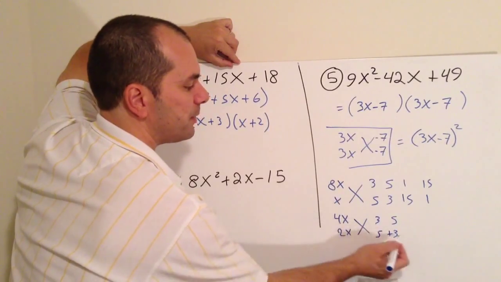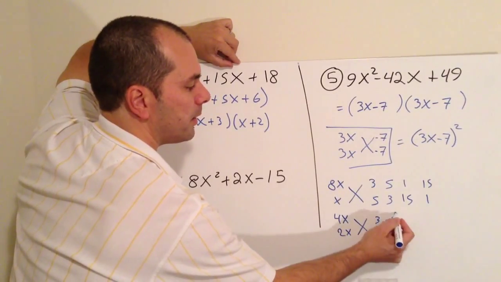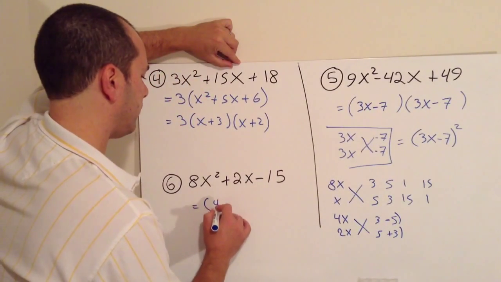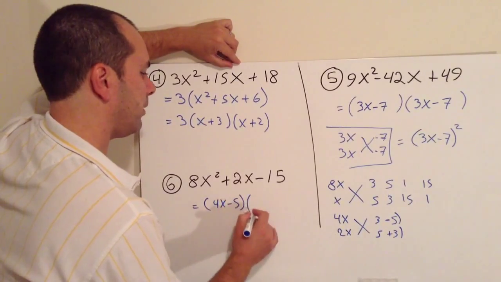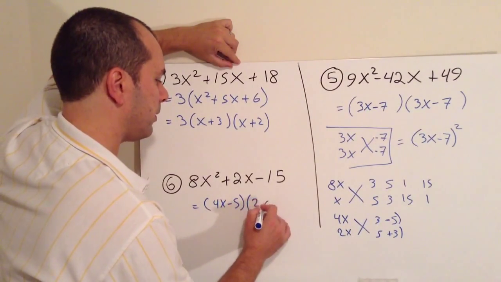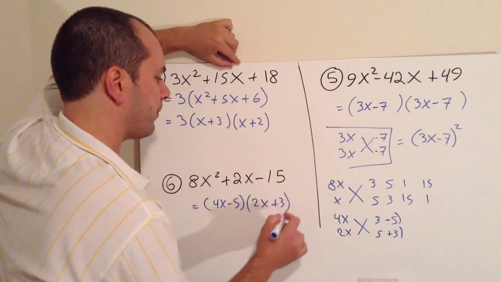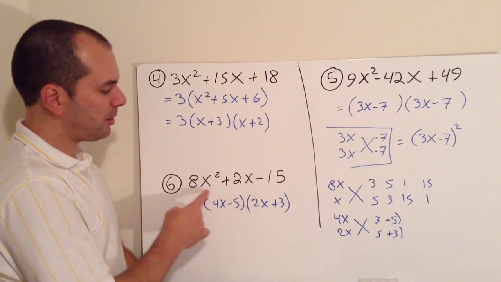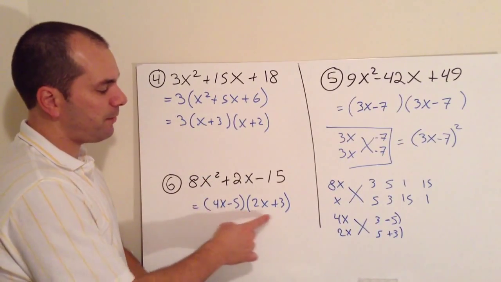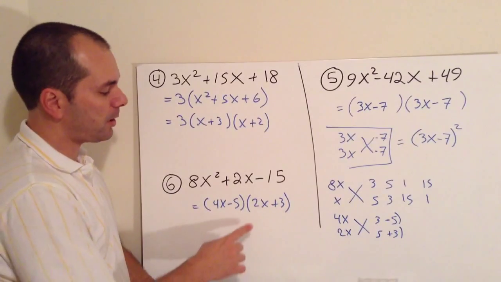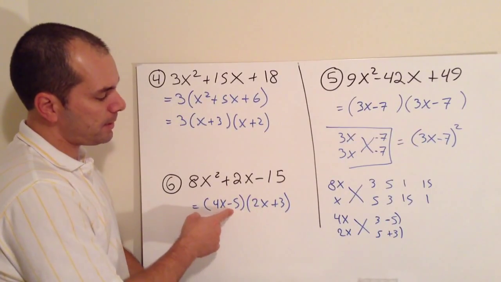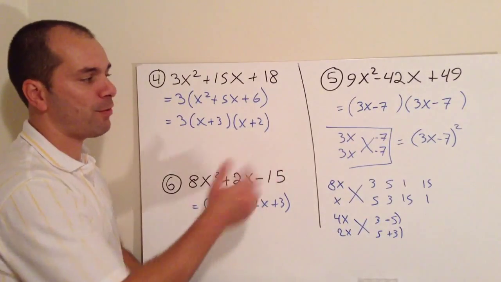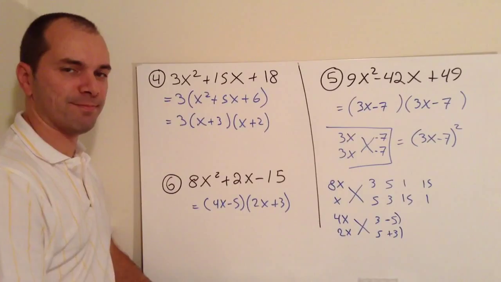So the positive 12 comes from here, the minus 10 comes from there, and our answer should be 4x minus 5 and 2x plus 3. That's my bottom bracket, right? And then I check. 4x times 2x gives me 8x squared. Check. Minus 5 times 3 gives me minus 15. Check. And here's the real check. Minus 10 plus 12 gives me positive 2x. And therefore we have an answer for all our questions.